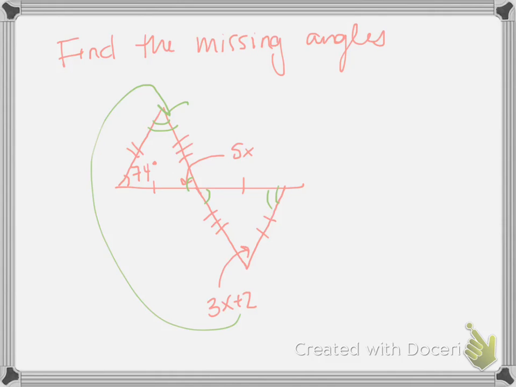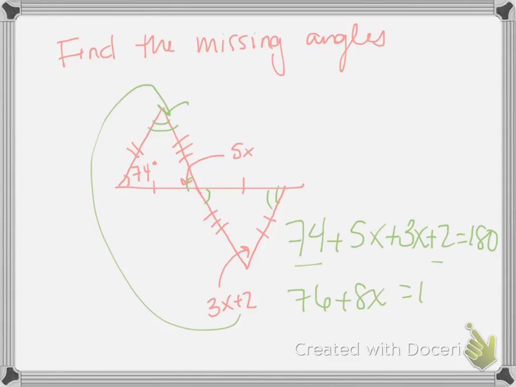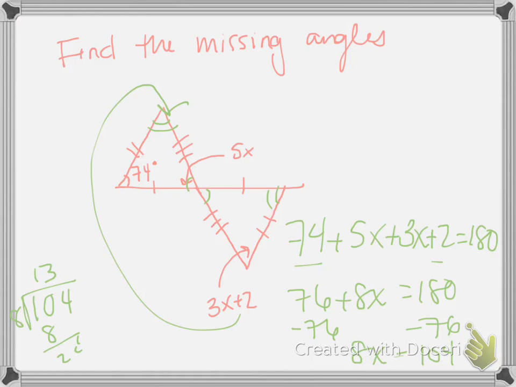All triangles should add together to be 180 degrees. So if I add 74 plus 5x plus 3x plus 2 and set it equal to 180, I should be able to find this. So 74 plus 2, I got 76, plus 8x equals 180. Subtract 76 from both sides, so 8x equals 104. Divide by 8. So x is 13.